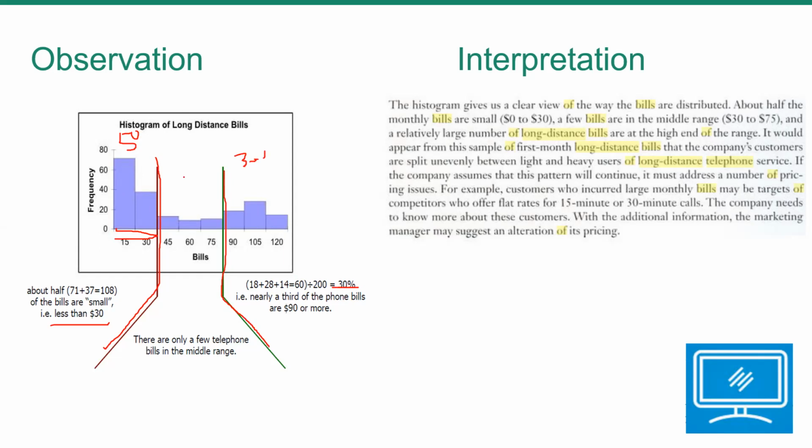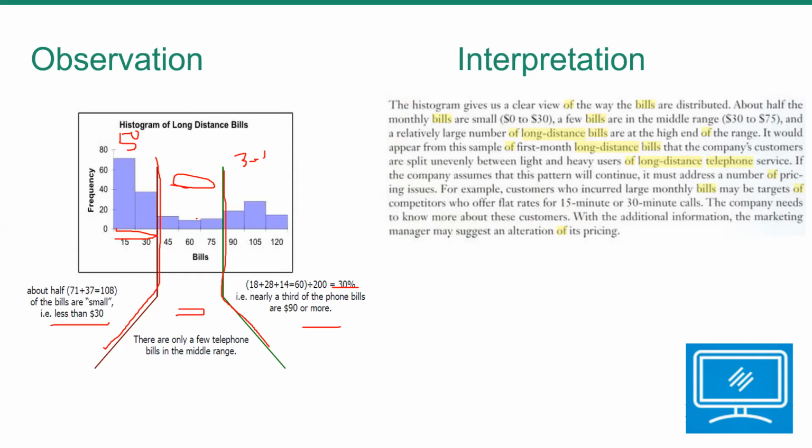There are very few people with a bill between 30 and 75, which is your middle group. So this is a small group. This is your high bill group, and this is your middle group. Now you have divided this data into three parts. Instead of looking at 200 numbers, you're now looking at only three numbers: small, medium, and high.